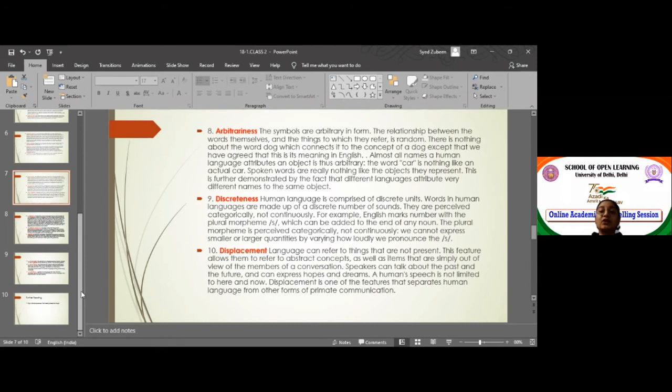We cannot express smaller or larger quantities by varying how loudly we pronounce the words. So this is what discreteness means. For example, if I say boy and boys, and then I say boyssss, adding that extra z doesn't mean the boys will increase in number. They are both the same thing. If I add emphasis to it, it doesn't suddenly mean something different.